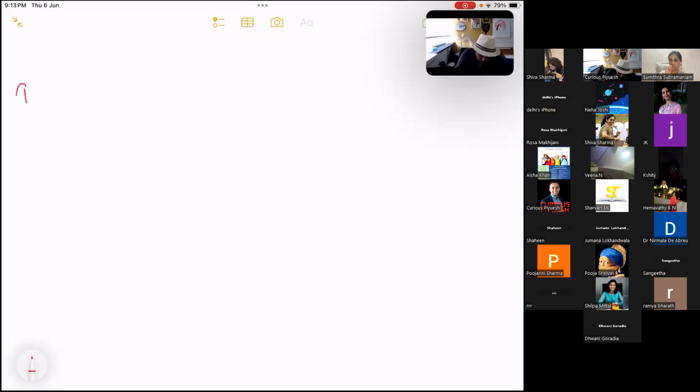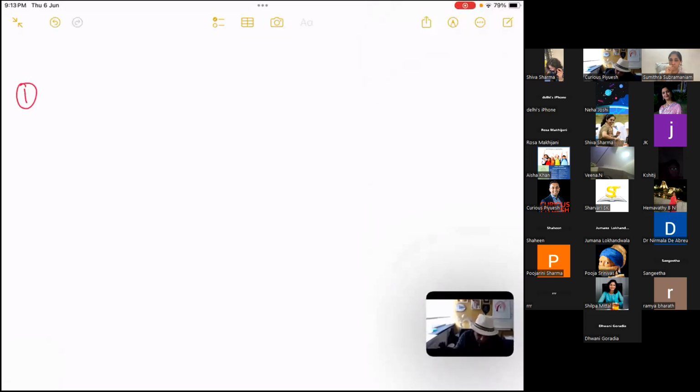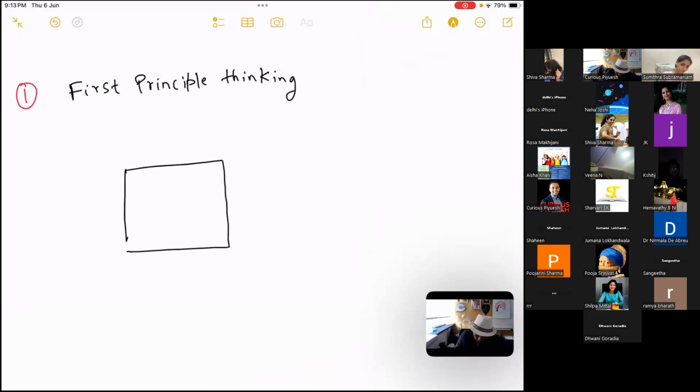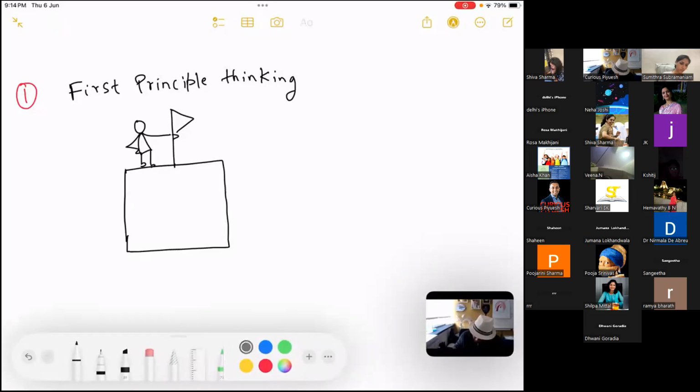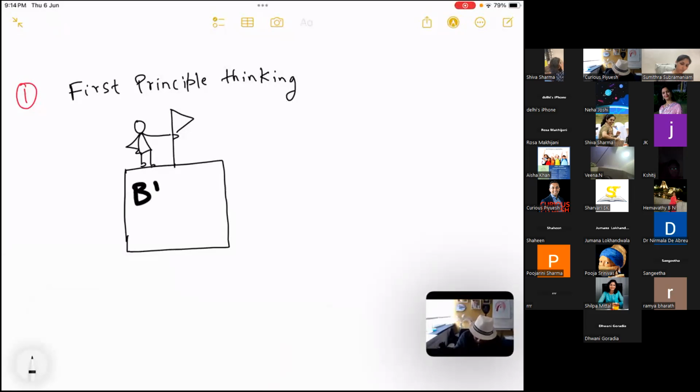I think for point number one, let me change my ink. So the point number one was first principle thinking. I think we will be able to take 5 to 6 points. So first principle thinking. I think this point is talking about when you have a bigger problem, and to solve it, I am drawing it like this: this guy is trying to solve this bigger problem. And here I will write big problems.